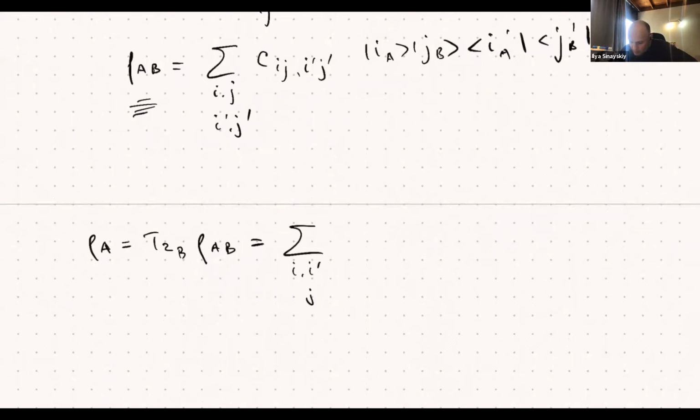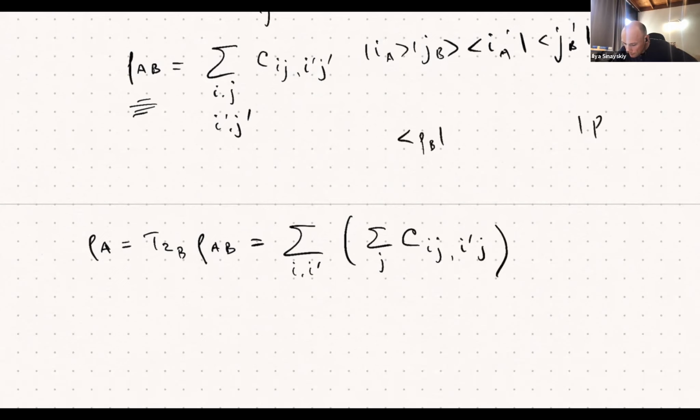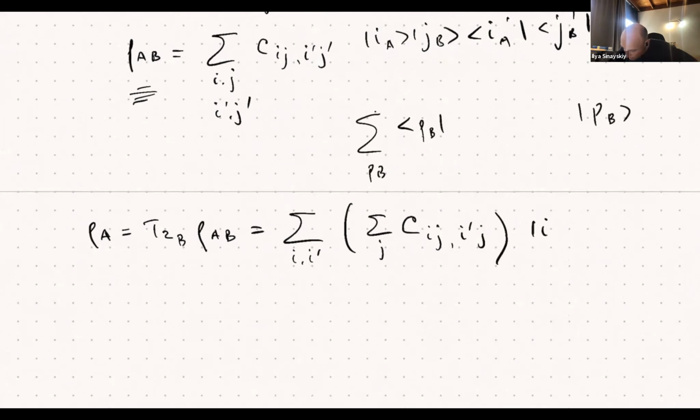And it's better to write it as an internal sum over j of c_ij,i'j. So essentially it's defined by taking the sum over diagonal basis vectors in the B system. And what remains here is only the basis vectors in system A.